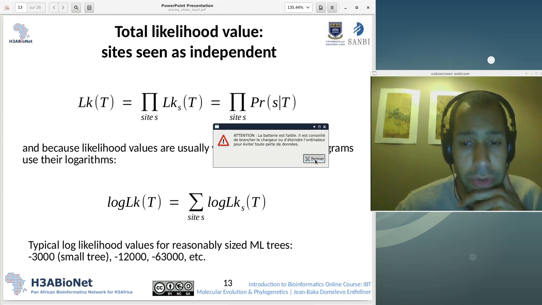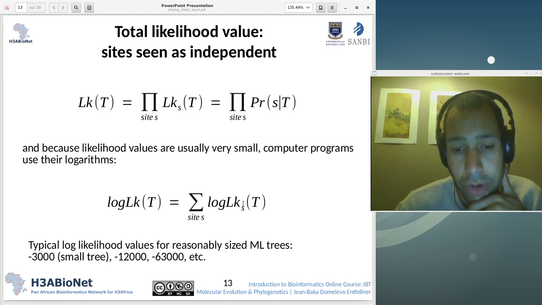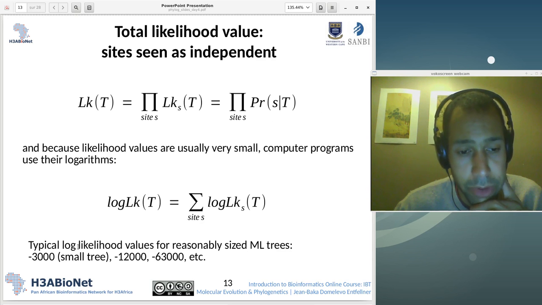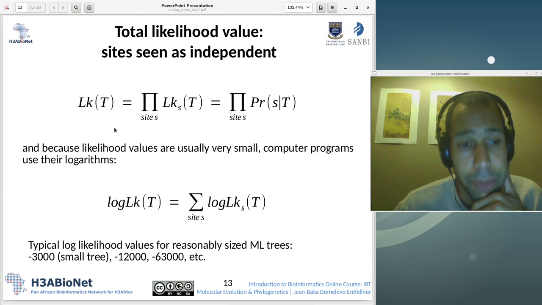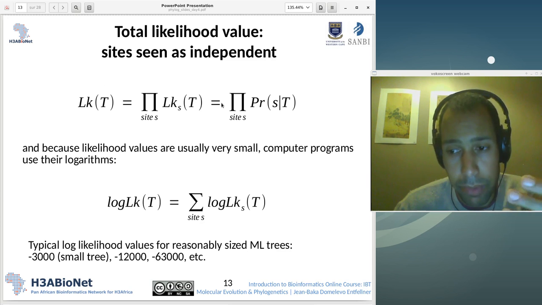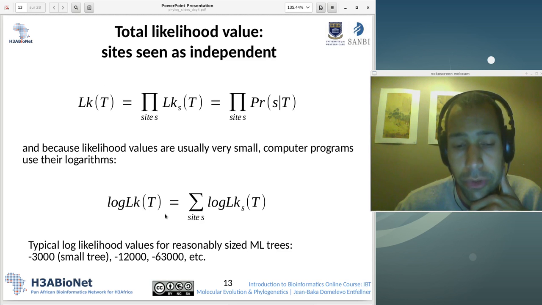Okay, the log likelihood of a tree is the sum of the log likelihoods per site, because the log of a product is the sum of the logs. And don't be afraid of typical log likelihood values. Likelihood values are very close to zero, very small, but positive. They are products of probabilities. Log likelihoods are negative values with a large magnitude, large absolute value.